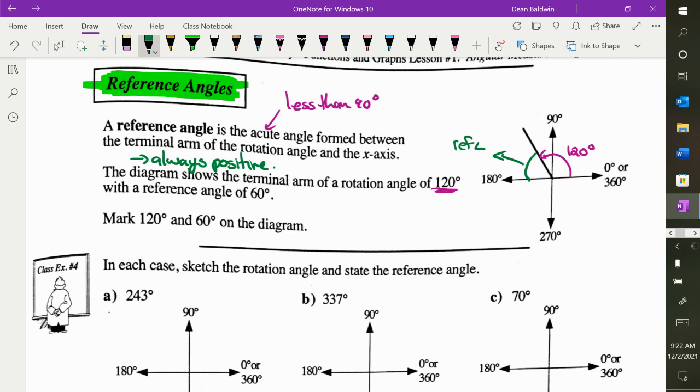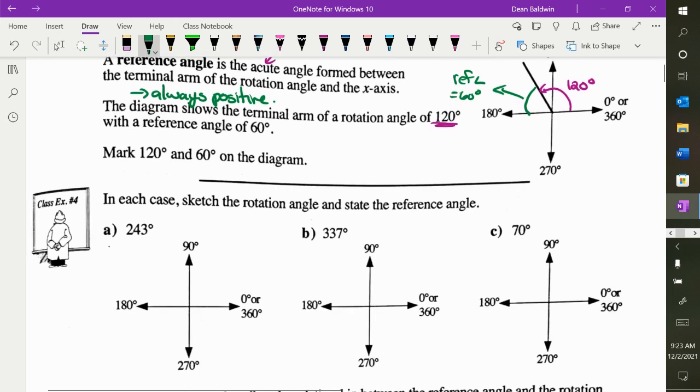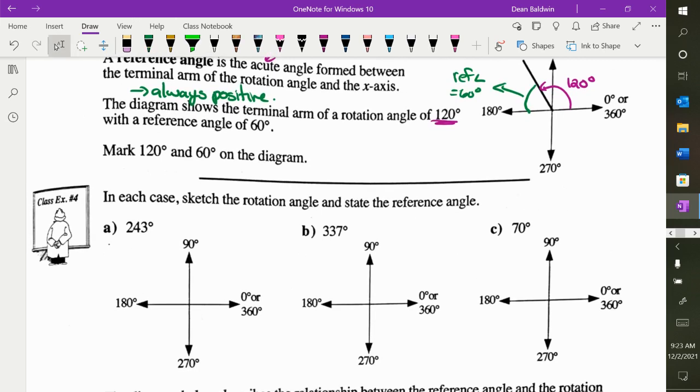Okay? Reference angles are always positive, and they are from the terminal arm to the x-axis. So what's the reference angle in this diagram here? 60 degrees. Right? Because if it's 120 to get there, it's 60 more degrees to get to 180. All right, we're going to do the reference angles for these ones.